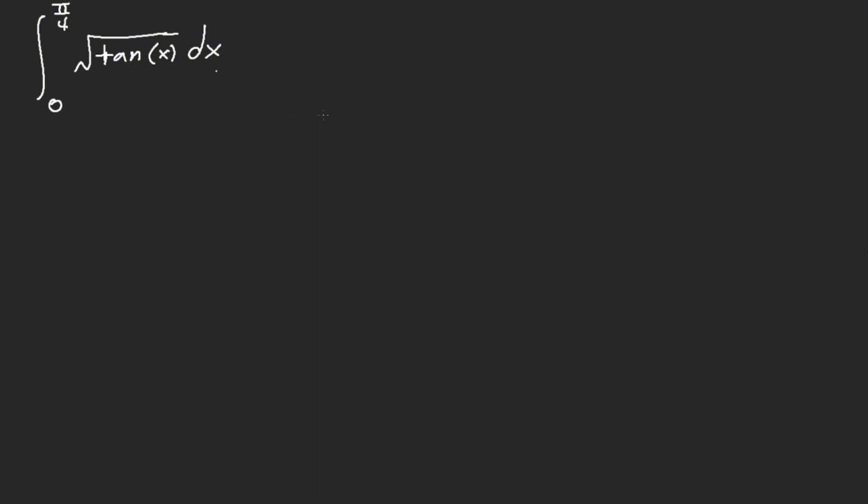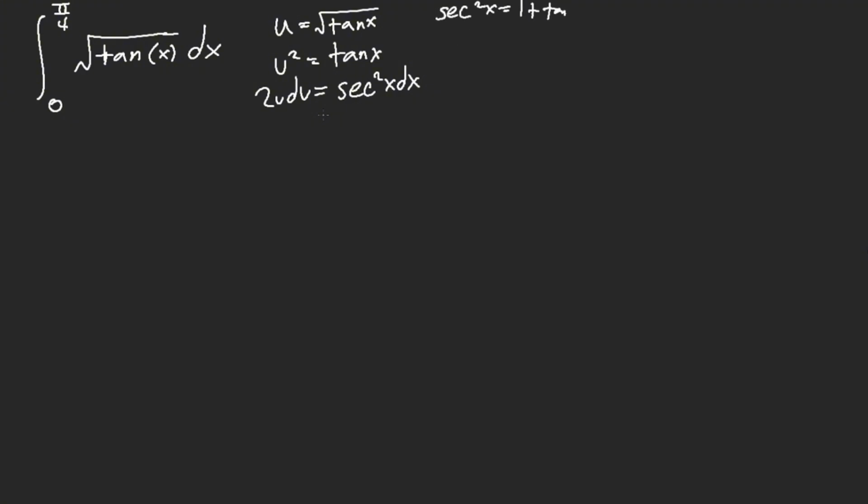You pretty much do a force u substitution. Let u equal everything. Let u equal square root of tan x. Then u squared is equal to tangent x. Differentiate both sides, you get 2u du, and you get secant squared dx. Now, secant squared is equal to 1 plus tangent squared. But what is tan x equal to? u squared. So secant squared is equal to 1 plus u to the fourth. So what you actually have is 2u du over 1 plus u to the fourth equal to dx. And that's what you're going to substitute in.